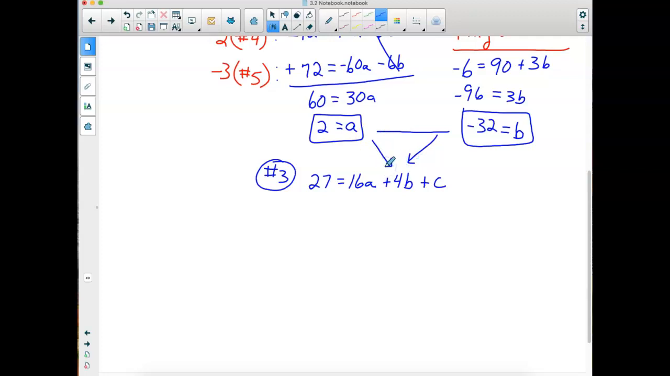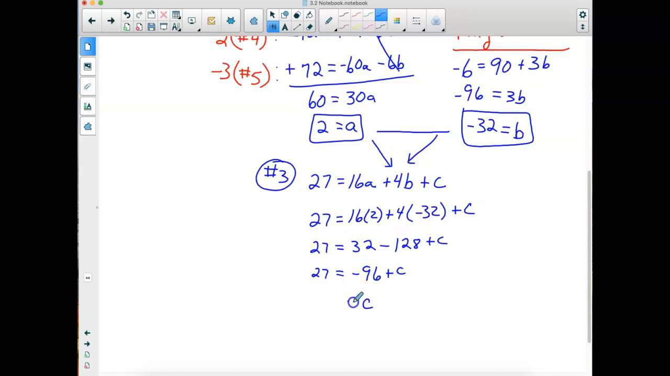So I'm going to plug these two into that equation, and what I get is 27 equals 16 times 2 plus 4 times -32, and when I'm all done, I'm going to have C. So 27 equals 32 minus 128, which gives me negative 96, plus C. So C has to equal 123. I have found A, B, and C.